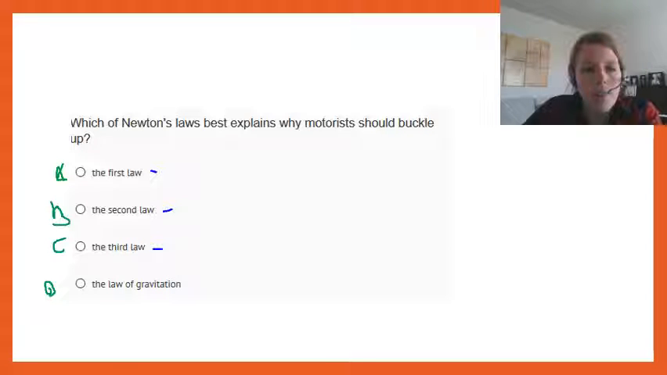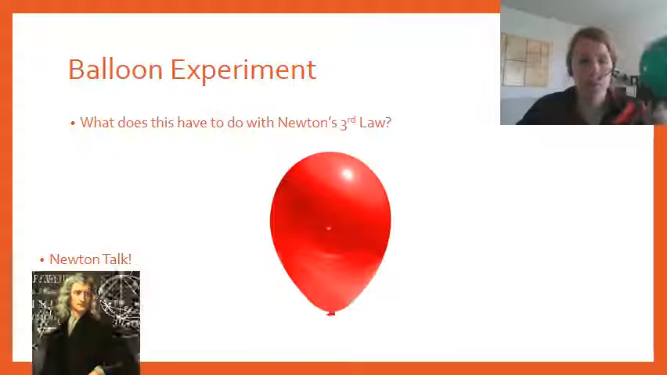The third law, which I hope you put as your answer, is all about for every action there is an equal and opposite reaction. So this best explains why we should buckle up, because if we get into car accidents, we would want that safety belt to keep us safe. For every action there is an equal and opposite reaction. So hopefully that makes better sense. I know this was a challenging question on the checkpoint.